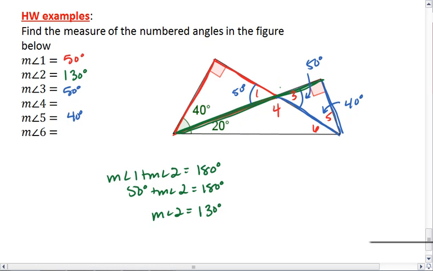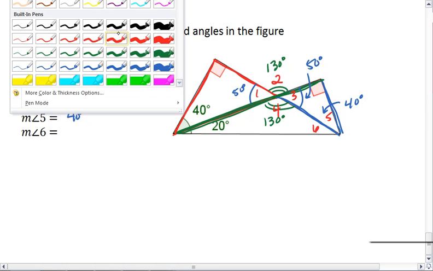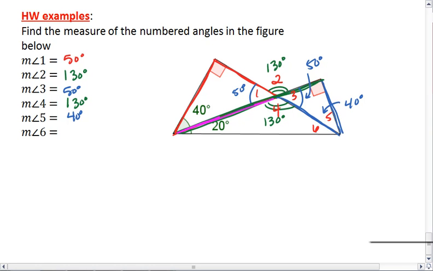If the measure of angle 2 is 130 degrees, then its vertical angle, which is angle 4, must also be 130 degrees. Lastly, I'm going to look at the triangle that I will highlight in, let's choose this pink color. And of course that makes everything disappear.